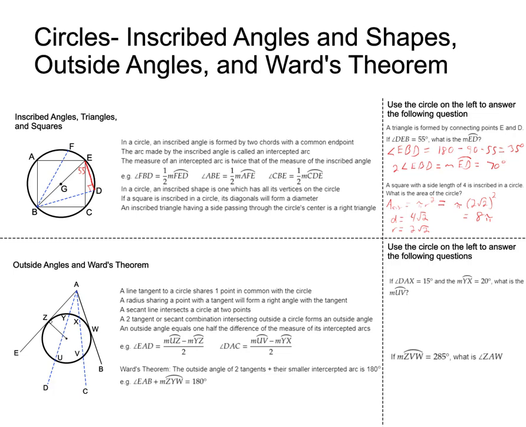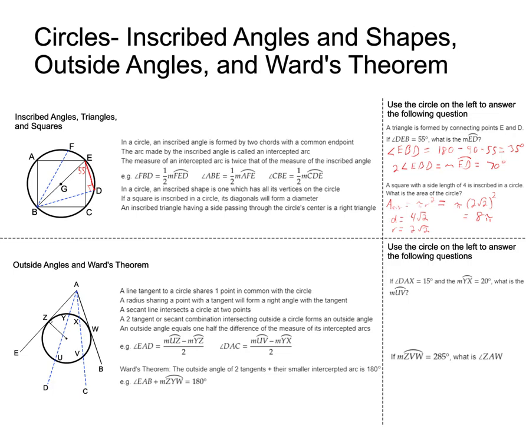If we use two secant lines, we can use the same formula. So let's look at angle DAC, which is formed by the two secant lines DA and CA. Angle DAC is equal to the measure of arc UV minus the measure of arc YX over 2. Again, you're taking the larger intercepted arc, arc UV, and you're subtracting the smaller intercepted arc, arc YX, and you're dividing that by 2 to find the measure of angle DAC.